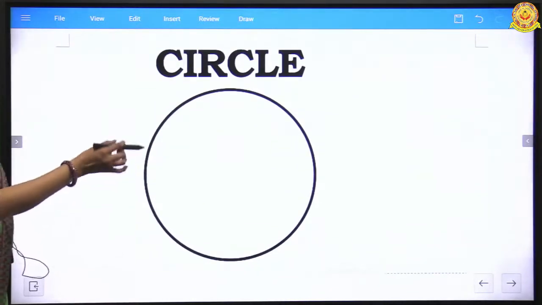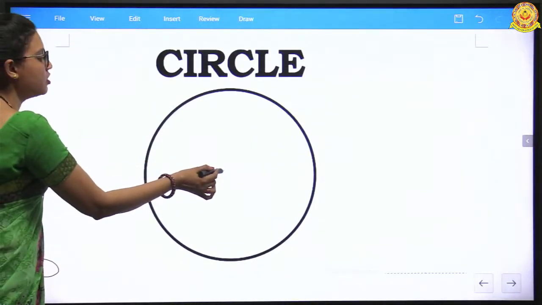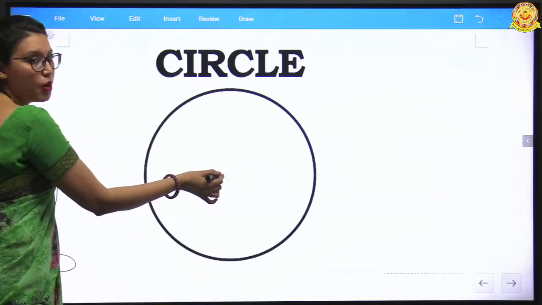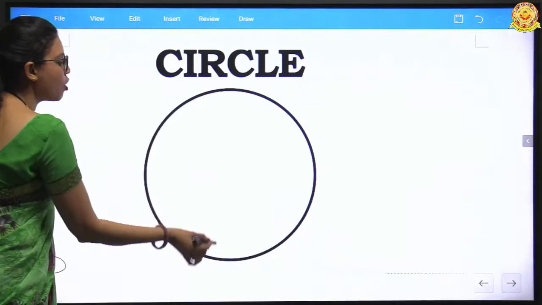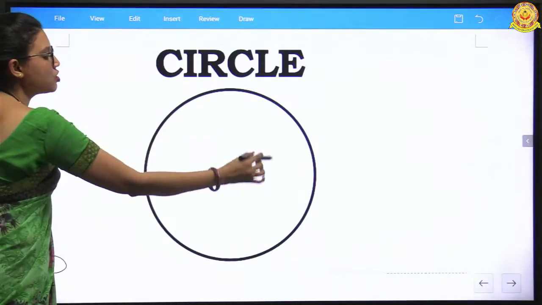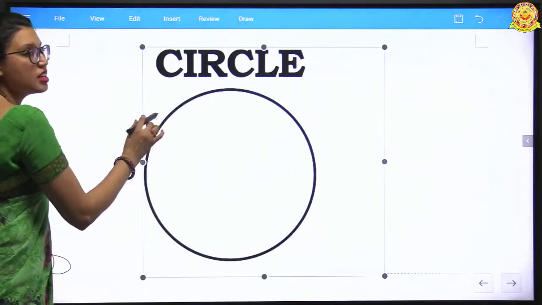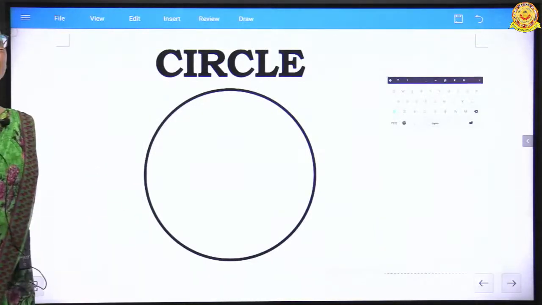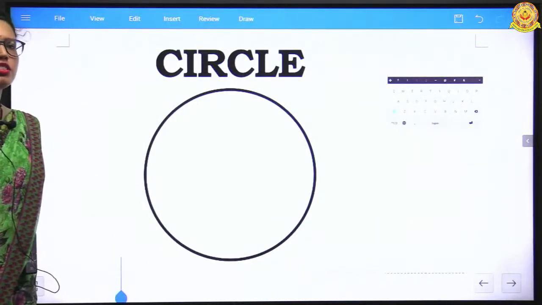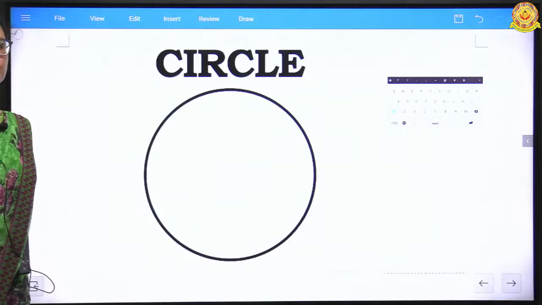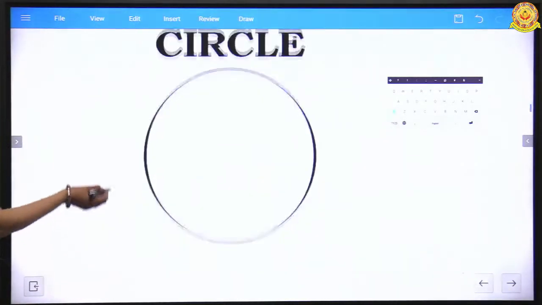If you measure any radius from its central point, it will be the same from all sides. That's why it's called a circle. It has no sides, no angles and no corners. It is curved in shape. Have you ever seen something which is circular in shape in your home? Yes, of course you have seen it. Just take a look.